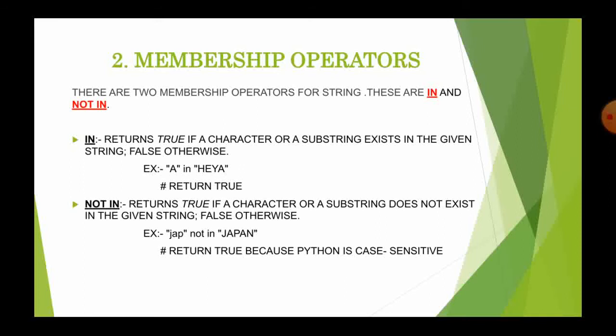'Jap' not in 'Japan'. Here, Jap is in small letters, and Japan we have created with a capital letter. Python is case sensitive, so it has a difference between small letters and capital letters. So Jap is not in Japan, because it is not present. With not in, the opposite of false, it will return a true value.